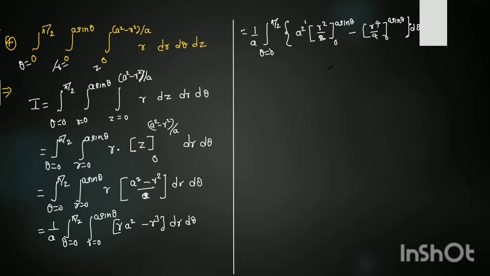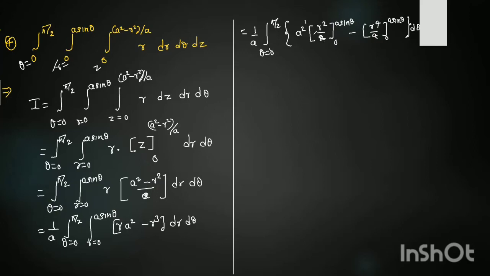a squared is kept as it is, r becomes r squared by 2, with limits 0 to a sin theta, minus r to the power 4 by 4 because it is r cubed, and its integration is r to the power 4 by 4, 0 to a sin theta. Bracket close, d theta. Now again, for both the terms the lower limit is 0, so no need to worry about that. It is 0.